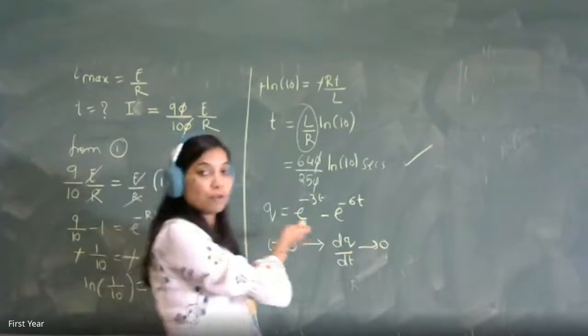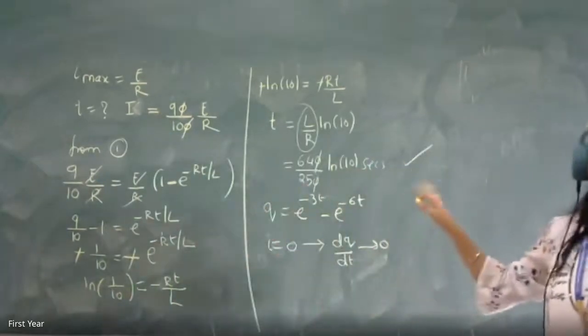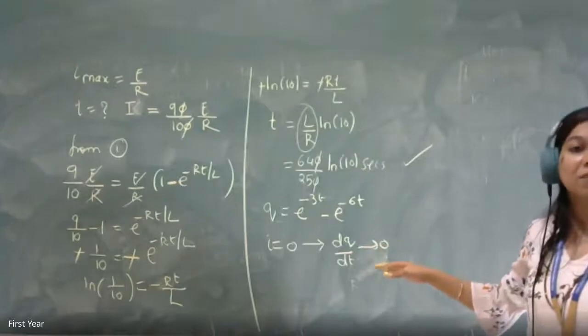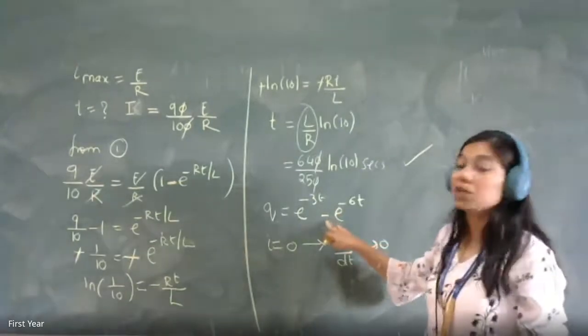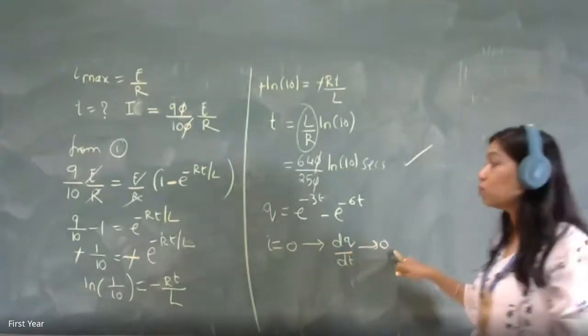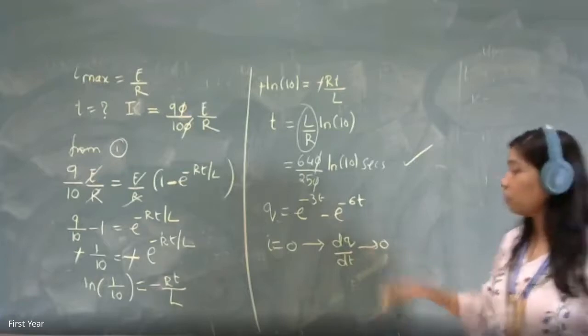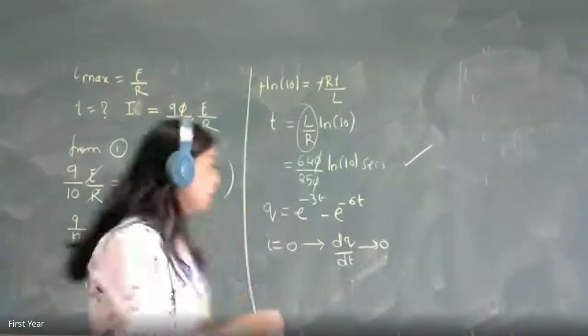Otherwise, there is no use of this equation. Q is given in terms of t, and when you differentiate Q with respect to t, if that goes to 0, the charge will be maximum. Is it okay? So find dq by dt and compare it with 0.